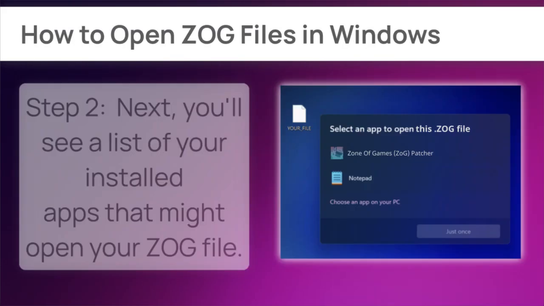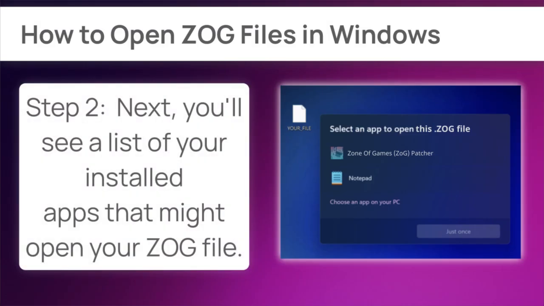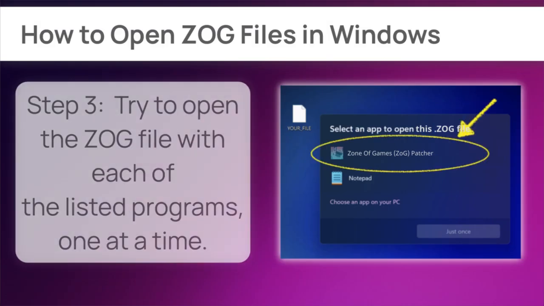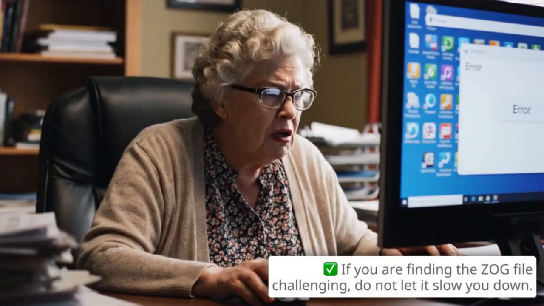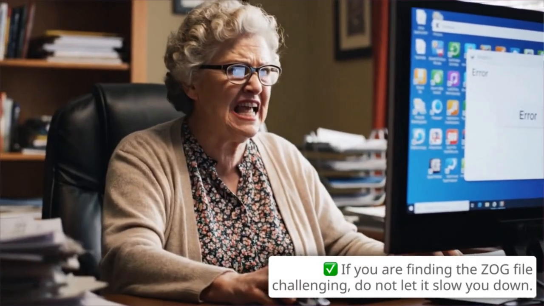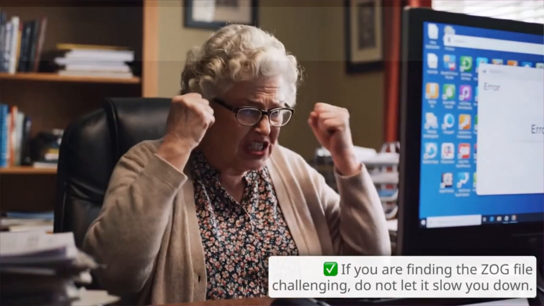Right-click your ZOG file, then click Open With. Test ZOG Games ZOG Patcher if you see it. If it fails, select the next program. Persistence is crucial here. If your ZOG file isn't cooperating, don't worry. When the simple solution doesn't stick, let's get technical. We are moving straight into these three focused troubleshooting steps now.